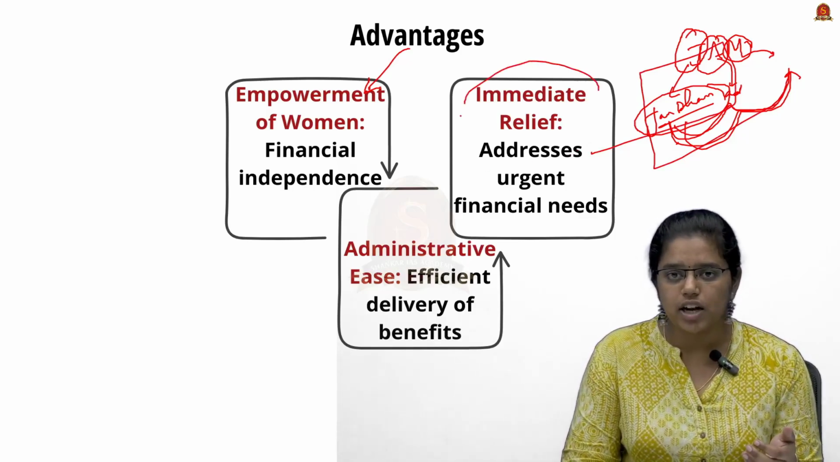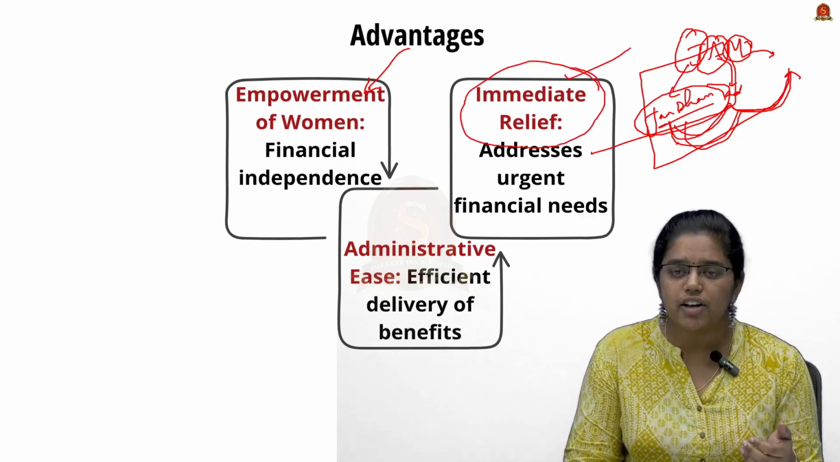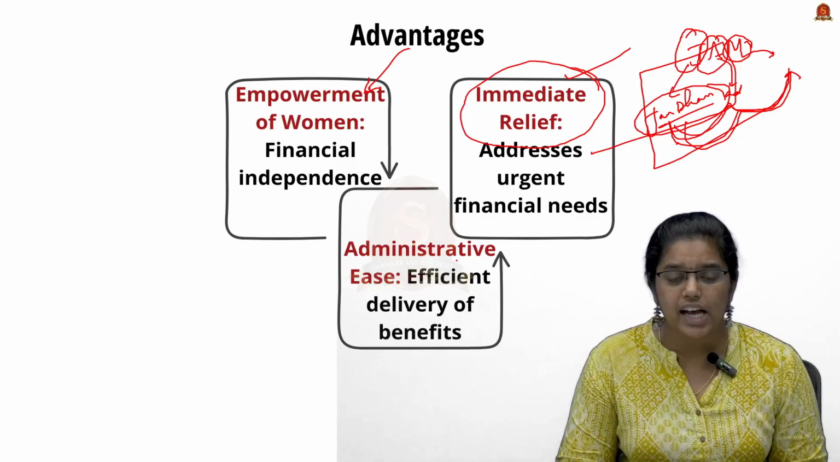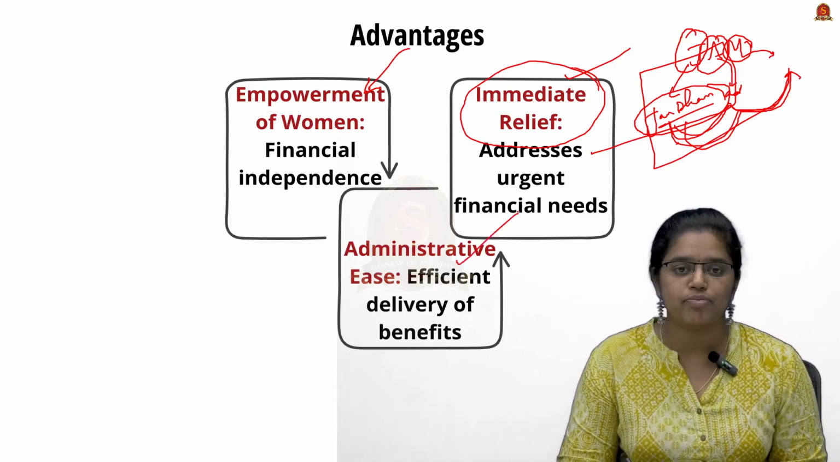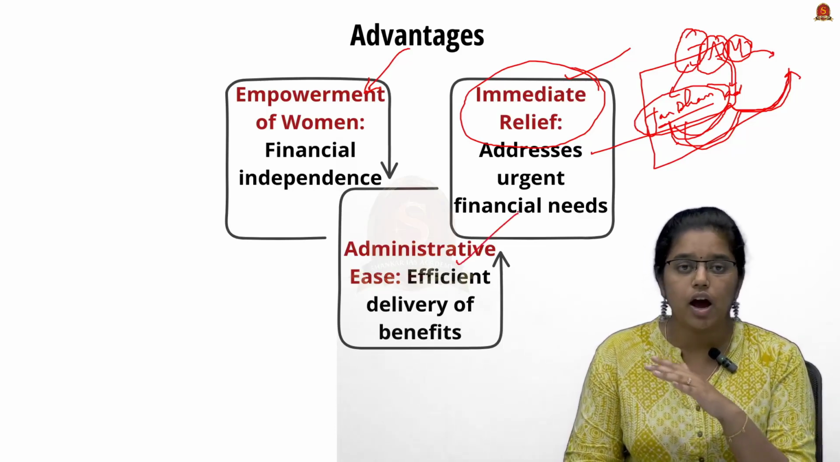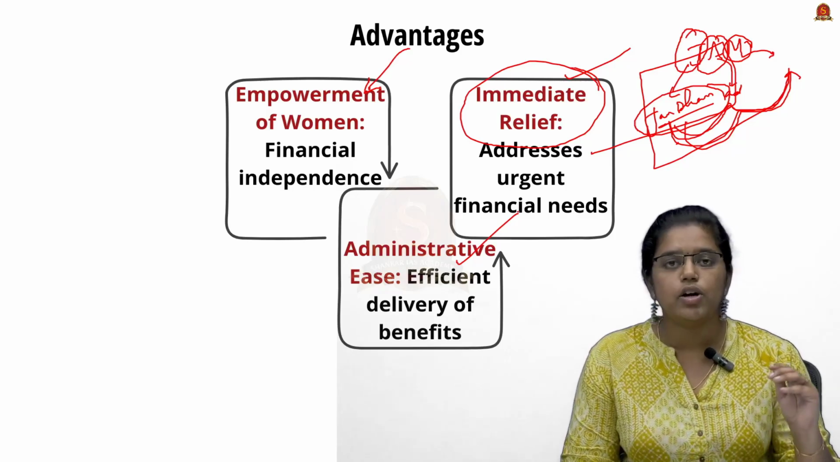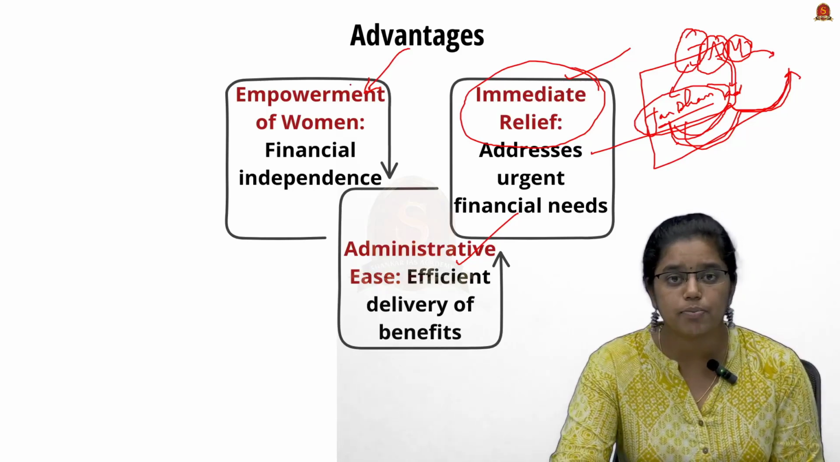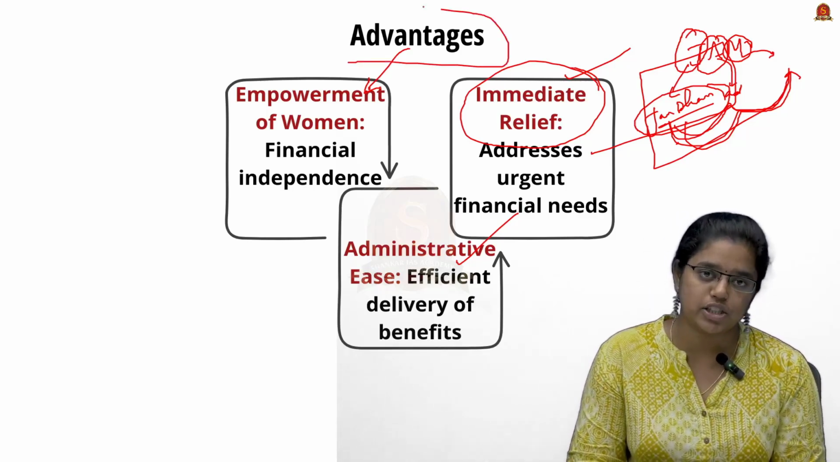So all these three are connected, and they will have financial independence because of that. And as I already said, they will get an immediate relief as they are able to purchase whatever they want at the moment. As there is a cutting down of middlemen, it is also efficient for the administrative officers in providing the benefits of this scheme. So these are the main advantages of this cash transfer scheme.